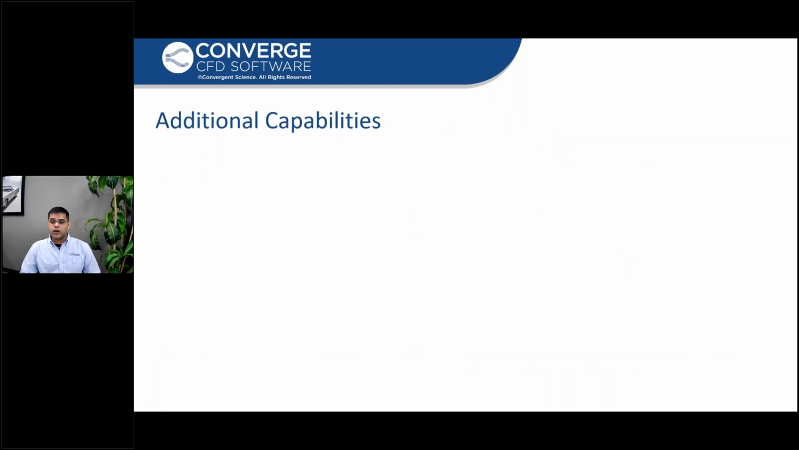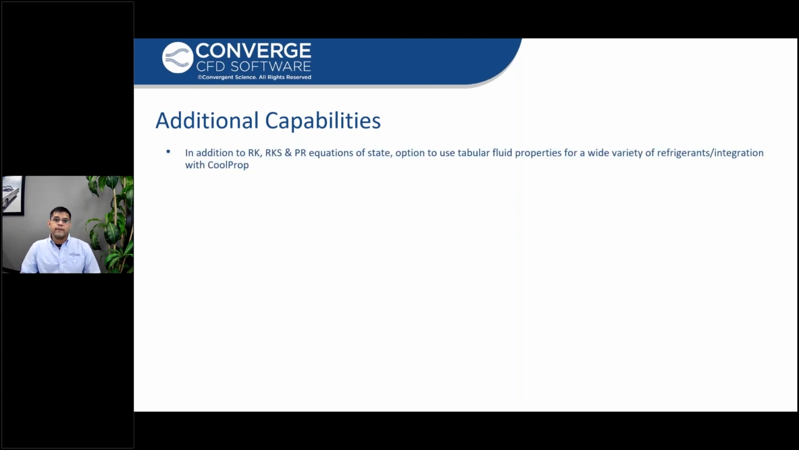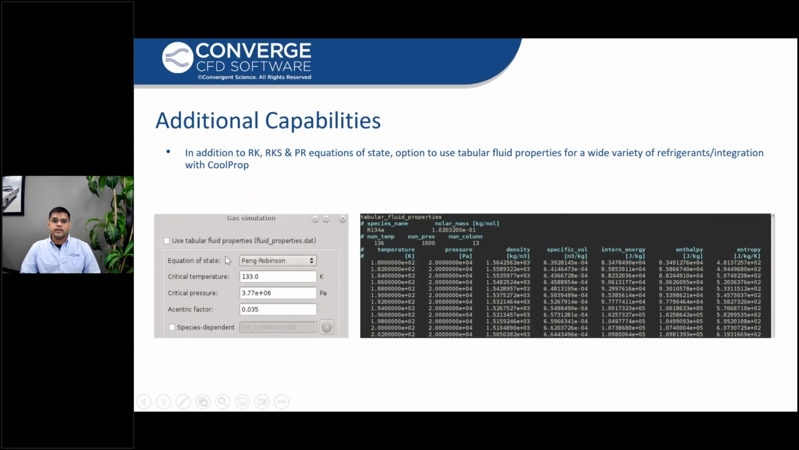Also, on top of what we have presented, we also have other capabilities which are very helpful for running CFD simulations, especially when it comes to compressors. First is, in addition to standard equations of state, we also have an option to use tabular fluid properties for a wide variety of refrigerants, and these properties are integrated with CoolProp. So you can see on the left, we can provide the standard equations of state that are available.